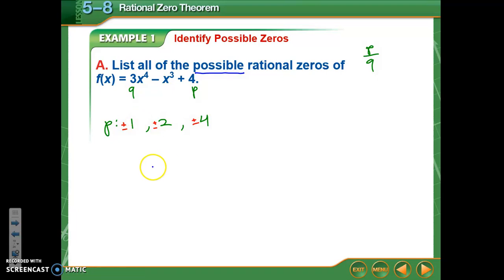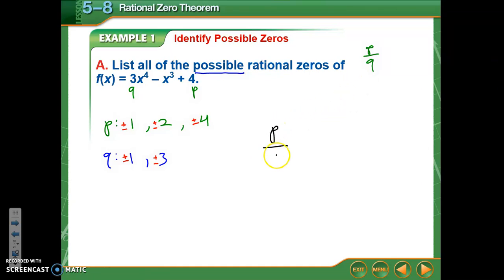Then we're going to list our factors of q, the leading coefficient, which is 3. Well, the factors of 3 are just 1 and 3, but again, I have to take positive and negative factors into account, so I just put a plus or minus in front of each one. So this is pretty straightforward.